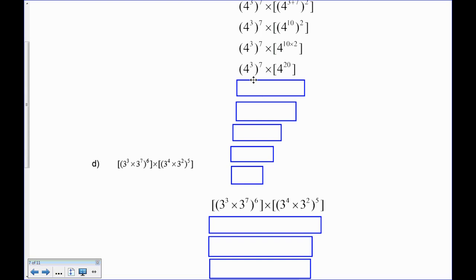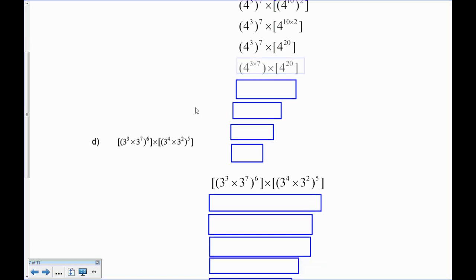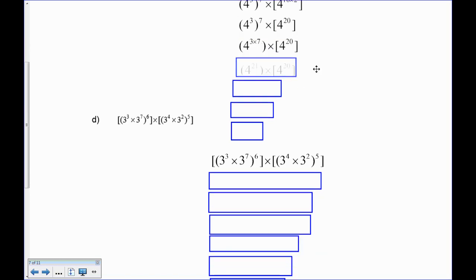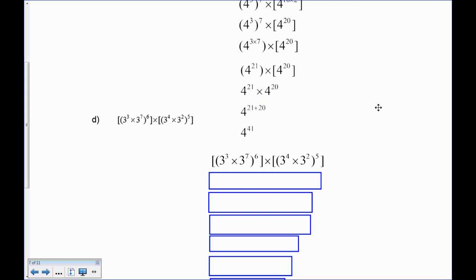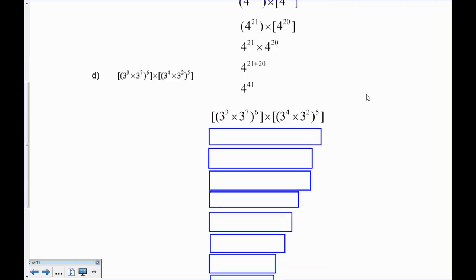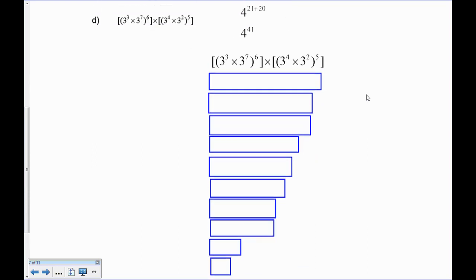Let's go back and take a look at the first one now. 4 to the 3, we're crossing the bracket, so this becomes 3 times 7. 3 times 7 being 21 means we now have 4 to the 21 times 4 to the 20. We can take the brackets out to make it look a little cleaner. Again, the bases are the same, so we just add the exponents. That gives us a final answer of 4 to the 41. All right, take a second and try D and see how you do.